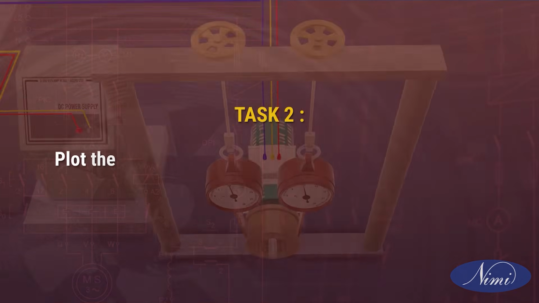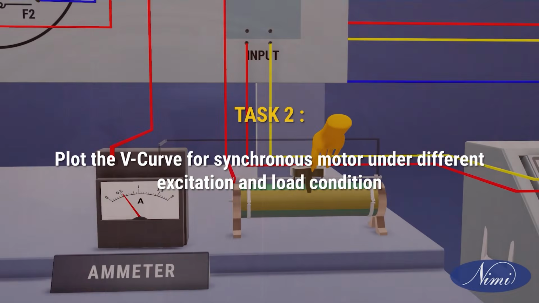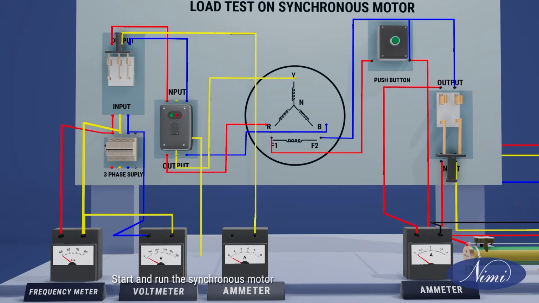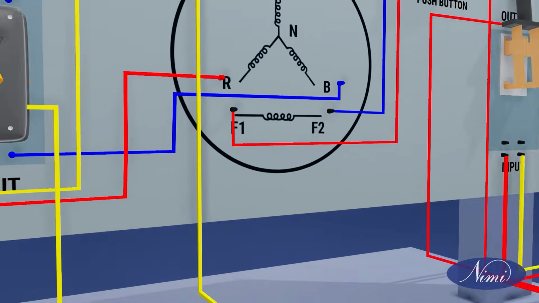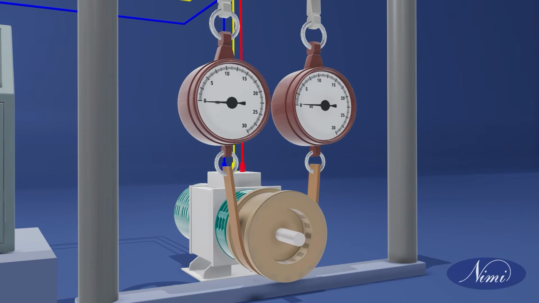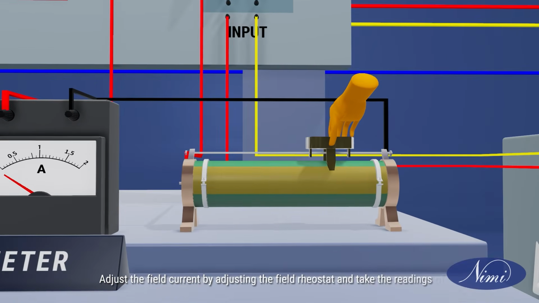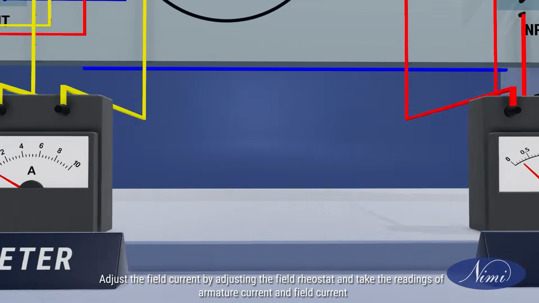Task 2. Plot the V-curve for synchronous motor under different excitation and load condition. Start and run the synchronous motor to its maximum speed without load. Adjust the field current by adjusting the field rheostat and take the readings of armature current and field current.